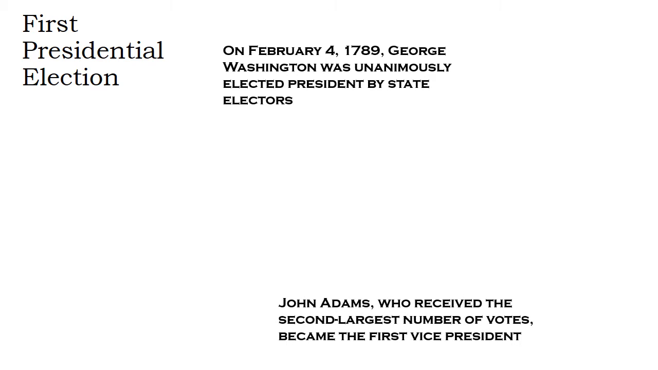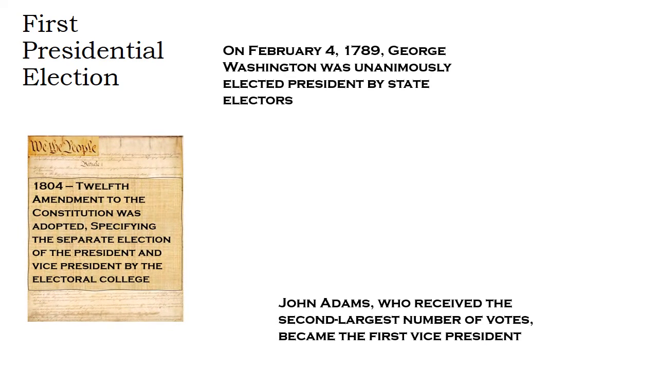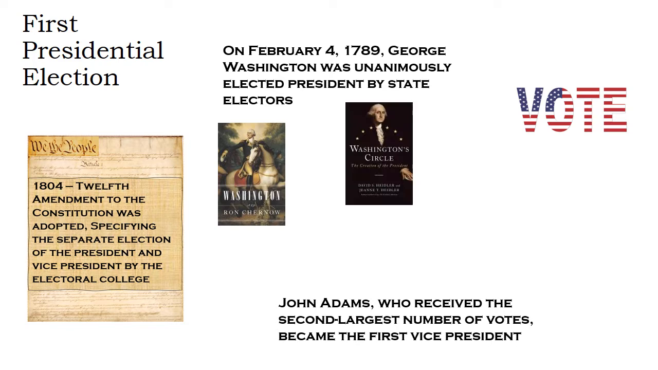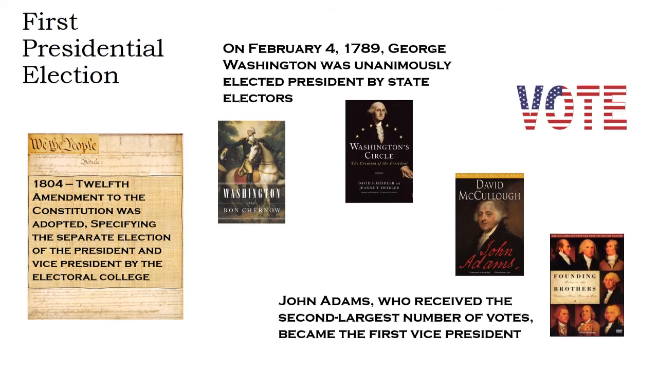First presidential election. On February 4, 1789, George Washington was unanimously elected president by state electors. John Adams, who received the second largest number of votes, became the first vice president. In 1804, the 12th Amendment to the Constitution was adopted, specifying the separate elections of the president and vice president of the Electoral College. Reading and viewing suggestions: Washington, Washington Circle, John Adams, and Founding Brothers.